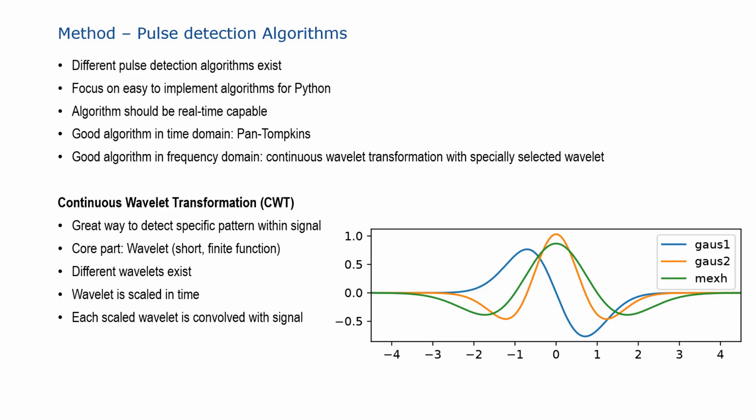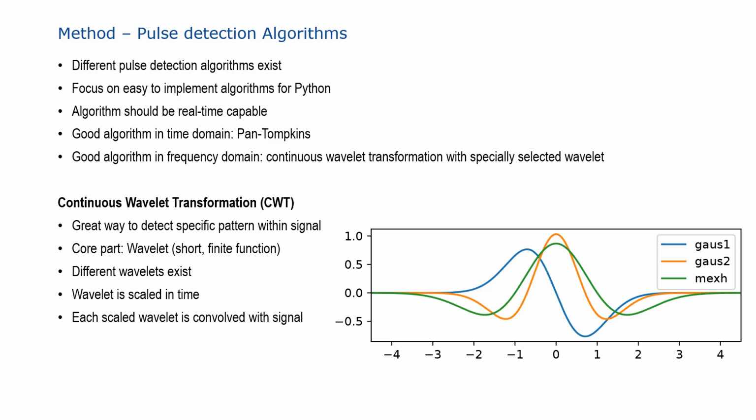We ended up with two different algorithms for each, the PPG and the ECG signals. One algorithm uses the method described by Pan-Tompkins. The other algorithm uses the continuous wavelet transformation with specially selected wavelets. I will now give a short overview of the mechanism of these algorithms, starting with the continuous wavelet transformation.